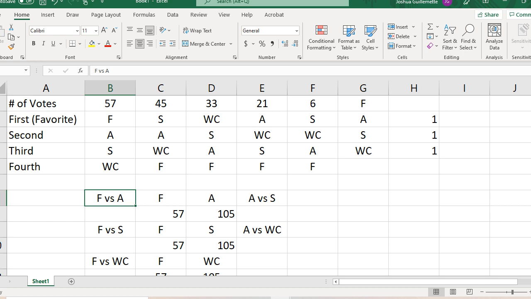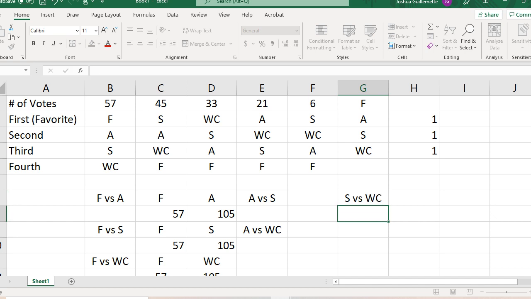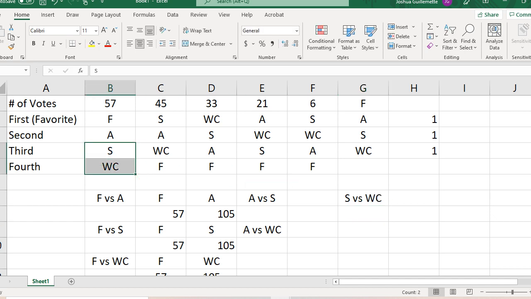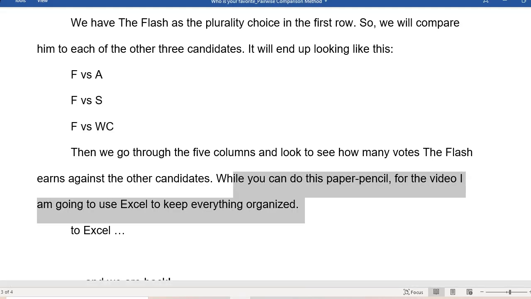So that means that in this next column, I'm just going to have Supergirl versus White Canary. And then I'm done. Because White Canary has already been teamed up with Supergirl, Arrow, and Flash. Alright, so all of those combinations are done. Supergirl has White Canary, Supergirl has Arrow, and Supergirl has Flash. Okay? Arrow has Supergirl, Arrow has White Canary, Arrow has Flash. All of the combinations are done. 1, 2, 3, 4, 5, 6. Which is exactly what we should get from our formula.